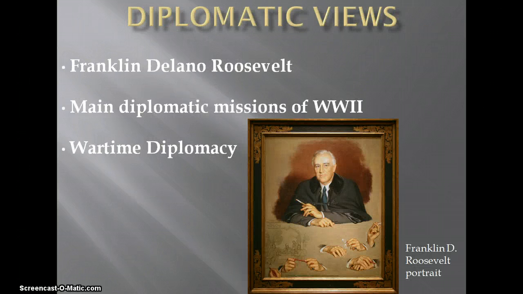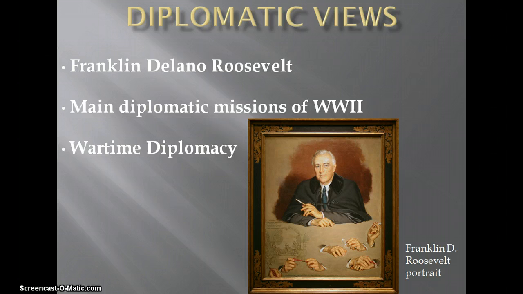Diplomatic views. Franklin Delano Roosevelt was the 32nd president. He wanted to expand and re-equip the Navy and Army. U.S. diplomatic missions were with exiled governments in Europe. The aim was to keep a good alliance for the help in overthrowing the Axis.